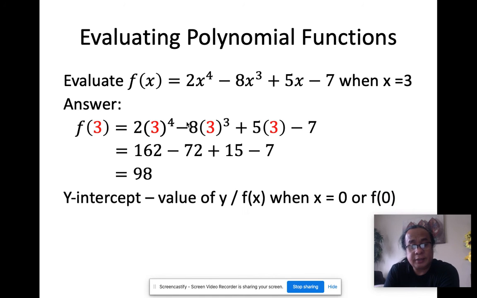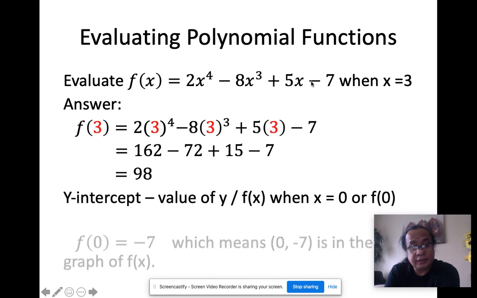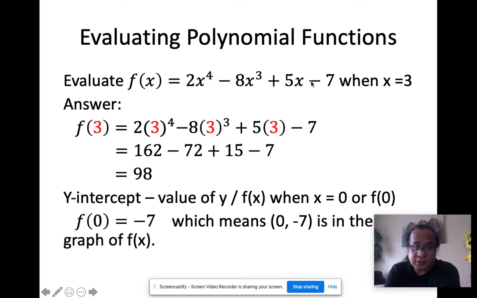Now, the y-intercept is the value of y when x equals 0. You're going to learn this later on. So if you're looking for f of 0, you're simply determining the y-intercept. If I want to get the y-intercept of this function, all I have to do is substitute 0 here. So it's going to be 0, 0, and 0 here, and what's left is just negative 7. So f of 0 equals negative 7, which means the coordinate (0, negative 7), the y-intercept, is on the graph of f of x.